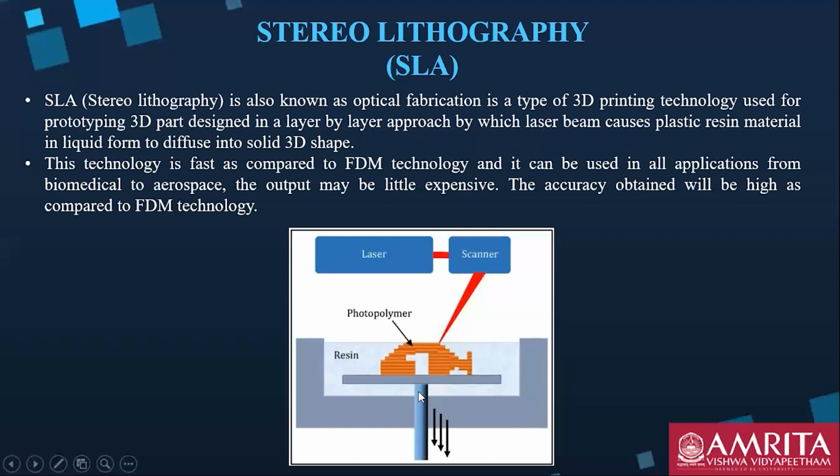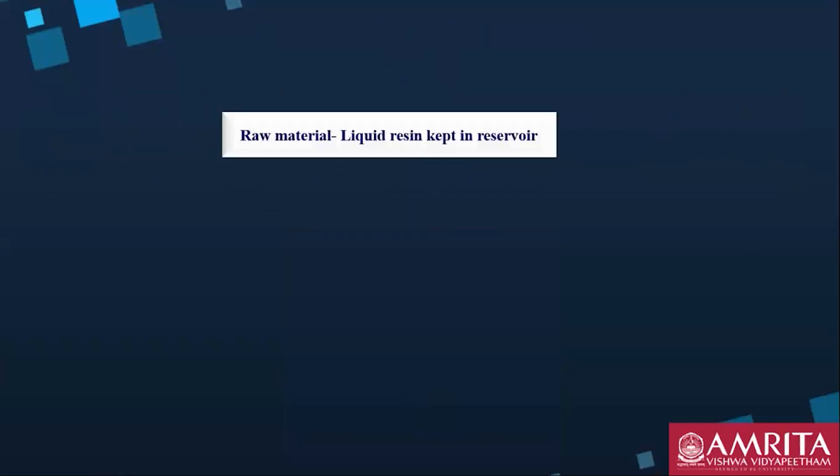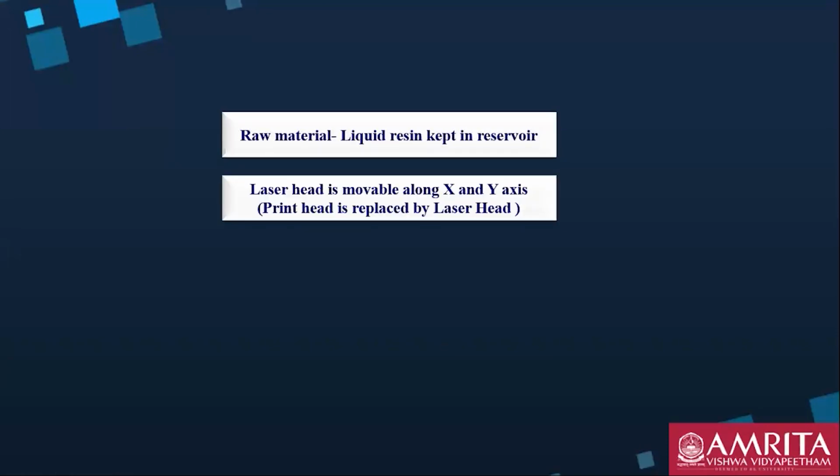Now, what are the major steps involved in this? You have a raw material, liquid resin, kept in the reservoir. You have a laser head. Now the print head in FDM is completely replaced by this laser head, and it has the capability of moving in the X and Y directions. Both the print head in the case of FDM and the laser head in this case are allowed to move in the X and Y directions.